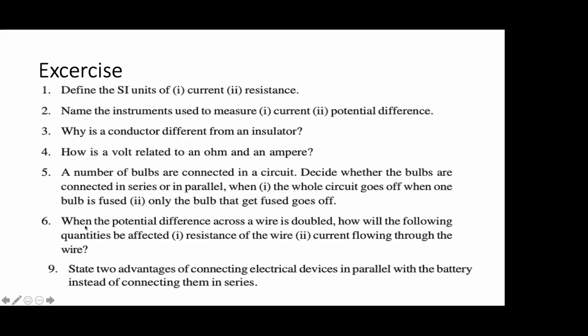When the potential difference across a wire is doubled, how will the following quantities be affected? Resistance of the wire, current flowing through the wire. You know the formula R is equal to what? V upon I or I upon V. That you have to use and solve. It is not that formula. You have to use R is equal to rho L by A. Now rho is fixed. If you double the wire, what will happen to resistance?